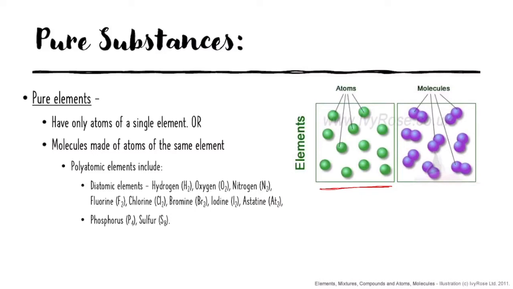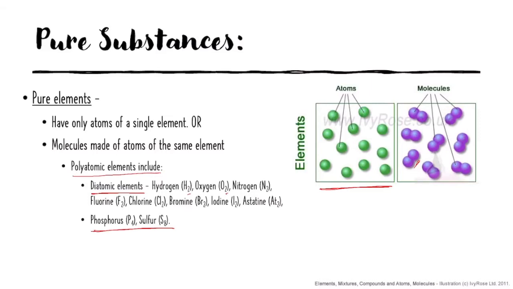And so we call these polyatomic elements, and they include more specifically a group of elements that pair up in groups of two. So these are called diatomic elements. And you're going to need to be somewhat familiar with these, because if they show up in a chemical equation later, you're going to have to know that this 2 needs to go behind them when they're all by themselves. So hydrogen, oxygen, nitrogen, fluorine, chlorine, bromine, iodine, and astatine are all diatomic elements, meaning they exist in pairs of 2. And then we have other polyatomic elements that include phosphorus and sulfur.